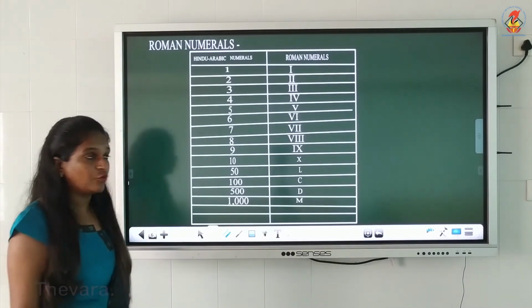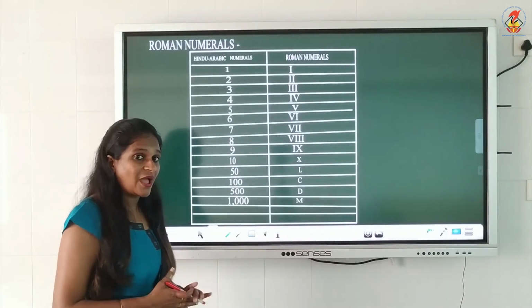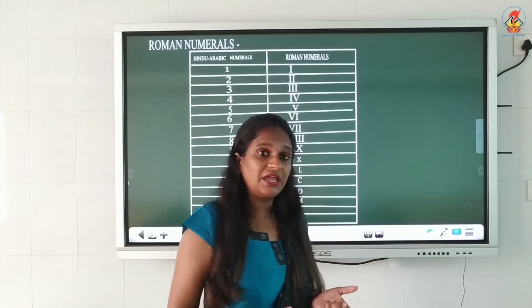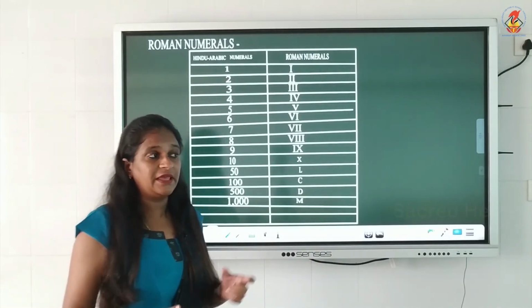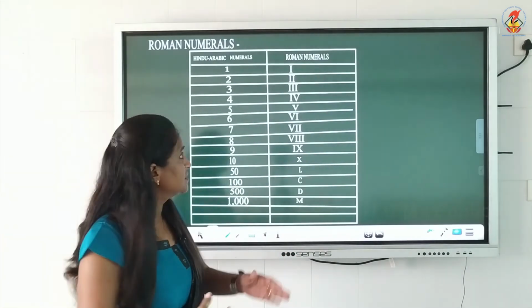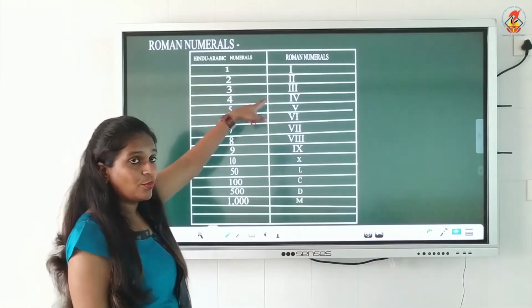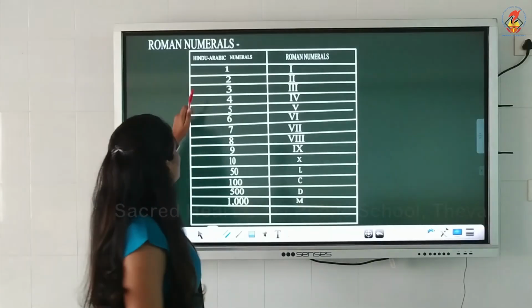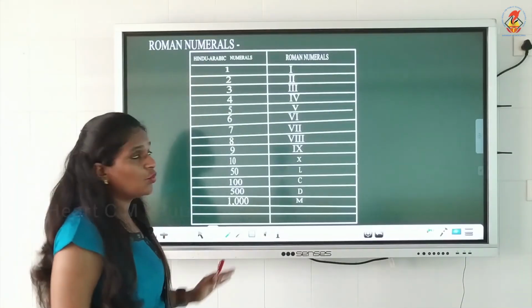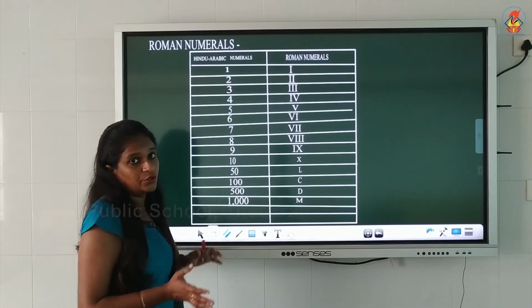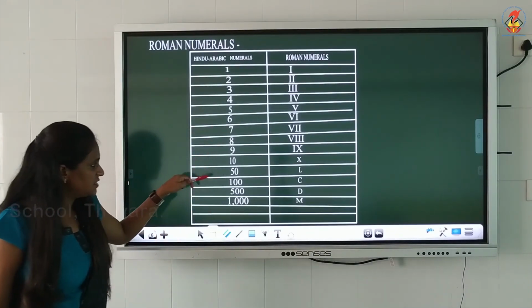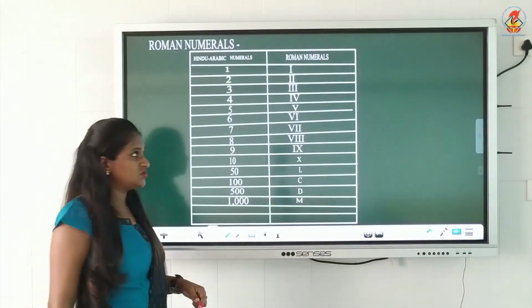Now next we have Roman numerals. Where have you seen Roman numerals written? You have seen them in front of your class, then on a clock, and sometimes in your textbooks, where sections are numbered like that. So you have noticed Roman numerals written there. Now we have Hindu-Arabic numerals and Roman numerals. In Hindu-Arabic numerals we have regular, normal numbers like 1, 2, 3, 4, 5, 6, 7, 8, 9, 10, 50, 100, 500 and 1000.